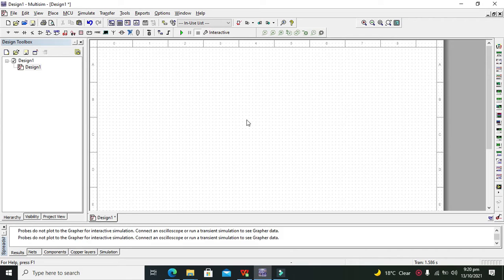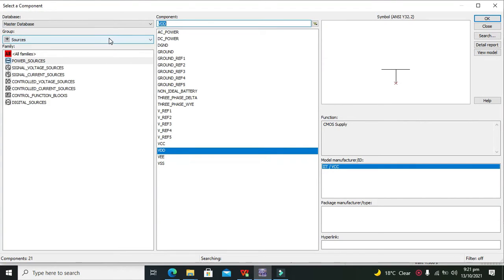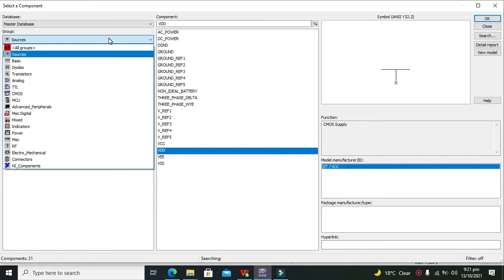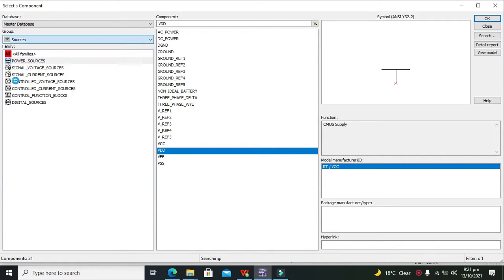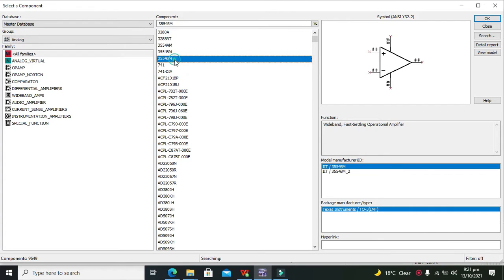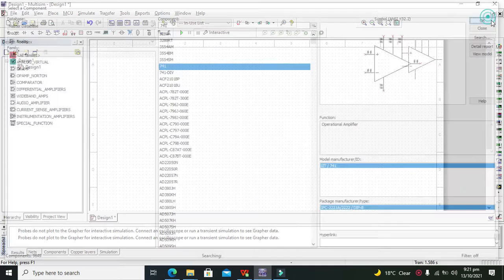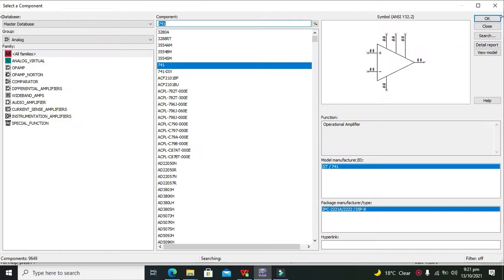In this video tutorial, we will learn how to make a 741 opamp based amplifier, or we can say a non-inverting amplifier, within Multisim. For it, first of all, we need to take our opamp and we have to search for analog. In the analog section, we have the 741 IC.